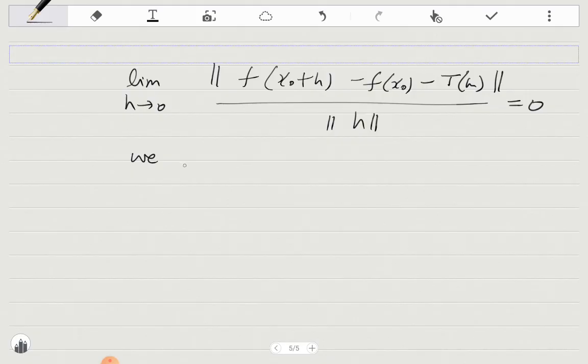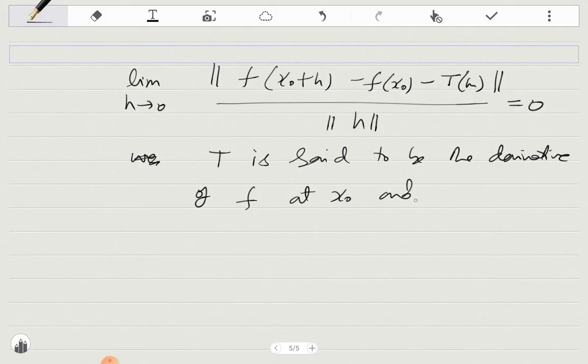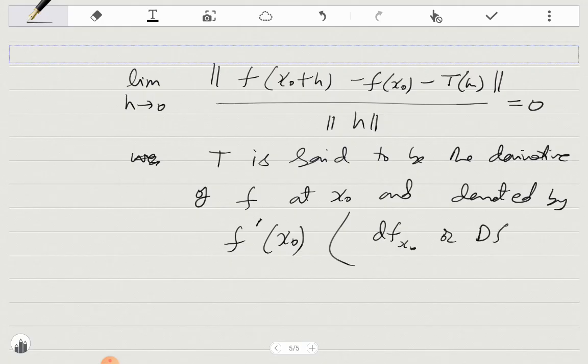T is said to be the derivative of f at x naught and denoted by f prime x naught. This is the notation Rudin uses, but usually people use df at x naught or capital D f at x naught.